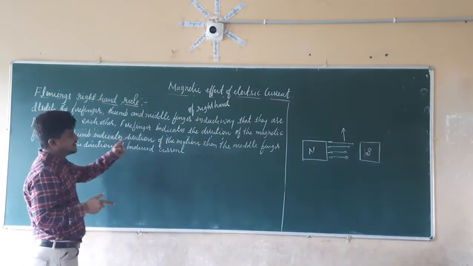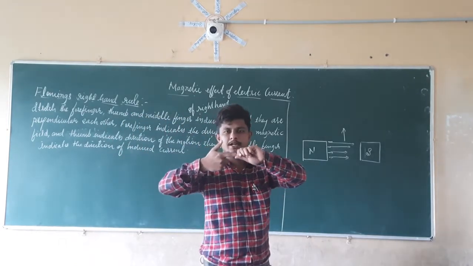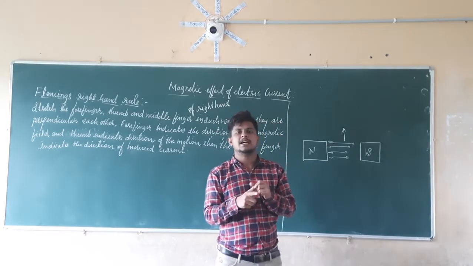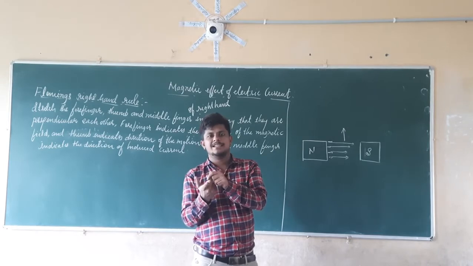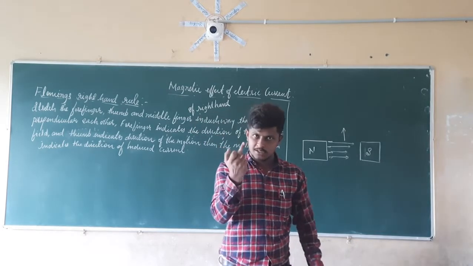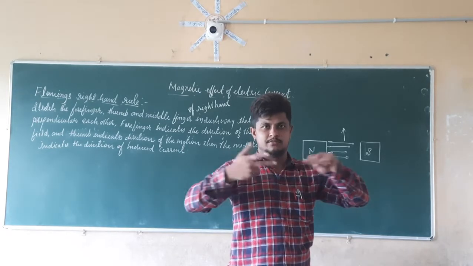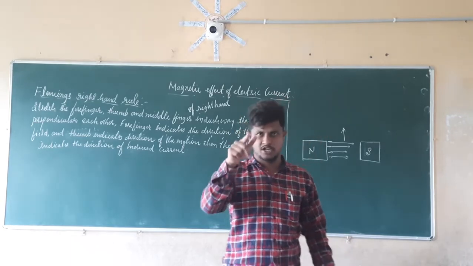Now the forefinger indicates the direction of the magnetic field. The thumb is going to indicate the motion of the conductor, whereas the middle finger is going to indicate the direction of the current induced.